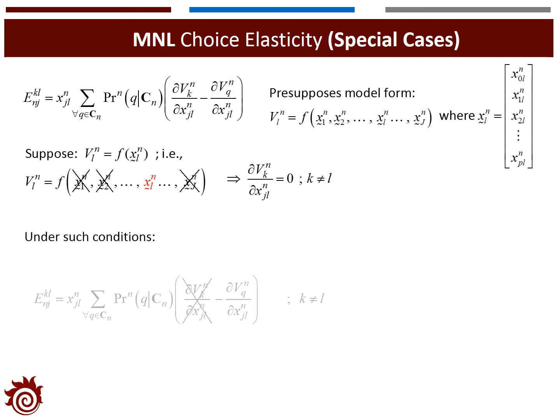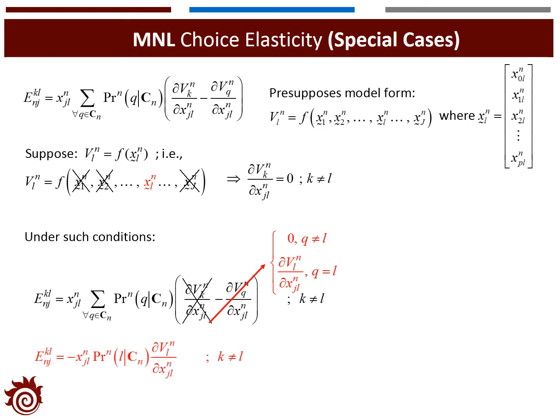Under this condition, we will have the simplified choice elasticity. So the first term here is always 0. And for the second term, if j is not the same as l, then it's also 0. Only when j equals l, we will have partial V_l over partial x_jl, and the cross elasticity can be simplified as minus x_jl times the probability of l times partial V_l over partial x_jl.